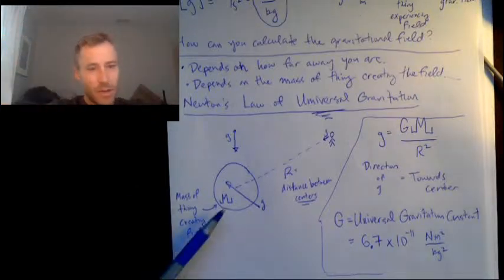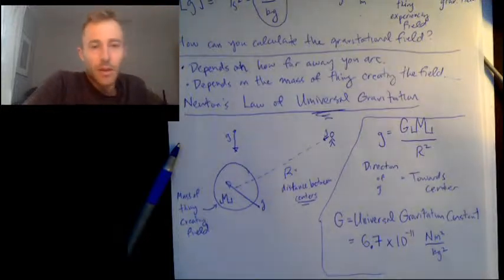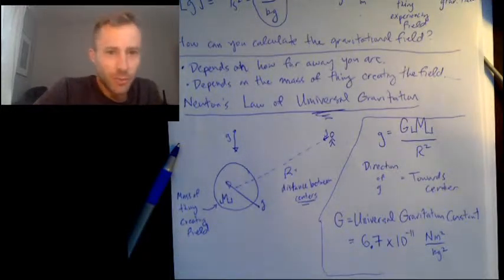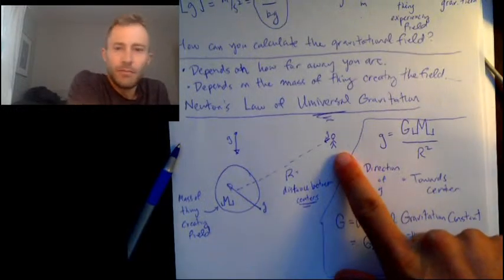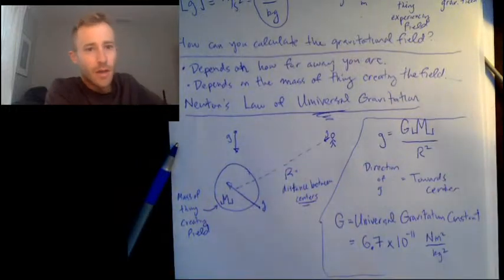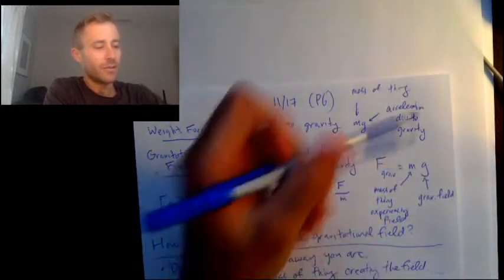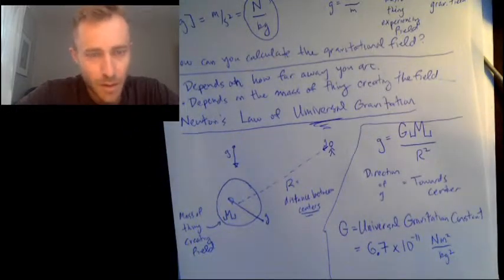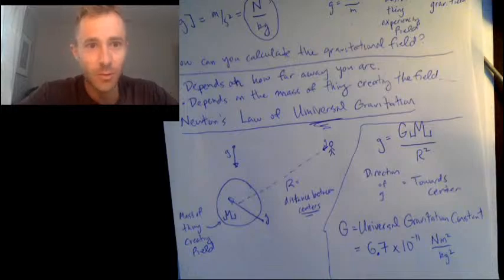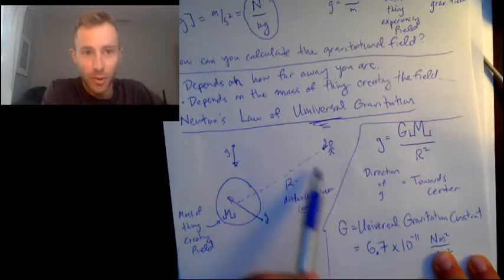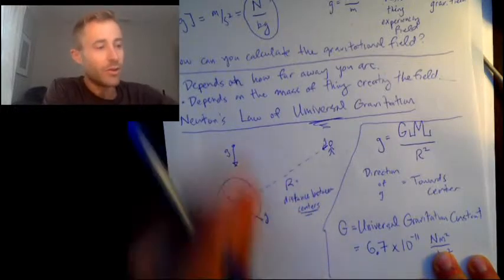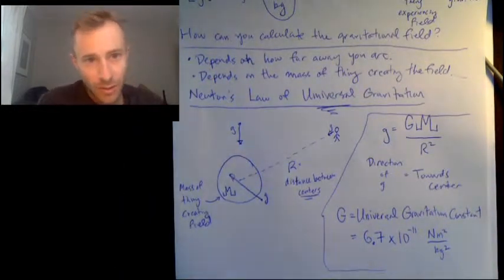And really what big M is depends on your perspective. Okay, if we want to calculate the gravitational force on a person due to a planet, then big M is the mass of the planet, and little m in this equation right here is the mass of the person. But what if we wanted to calculate the gravitational force that the planet experiences due to the person? Then we have a role reversal. The thing creating the gravitational field would be the person, so big M would be the person, and little m would be the mass of the planet. So it's universal, okay?